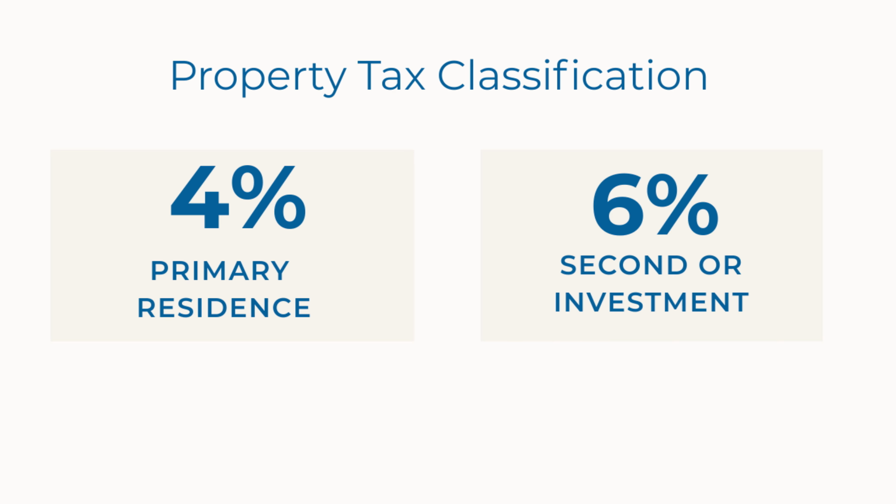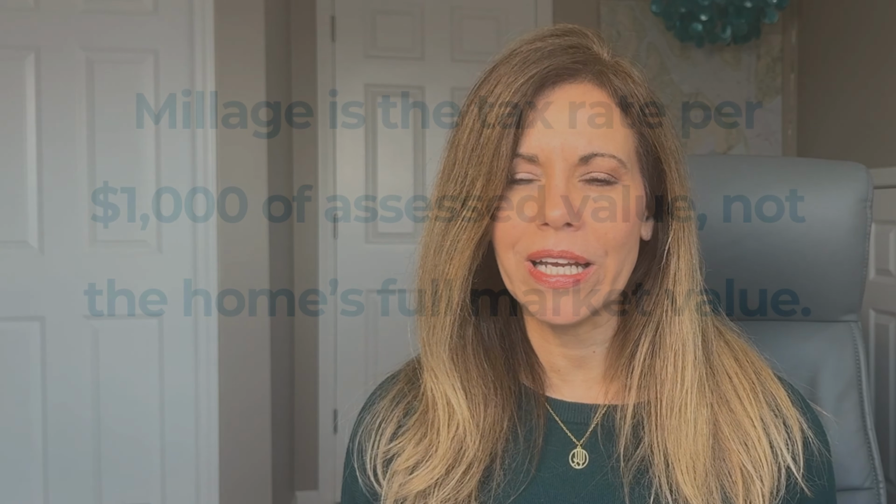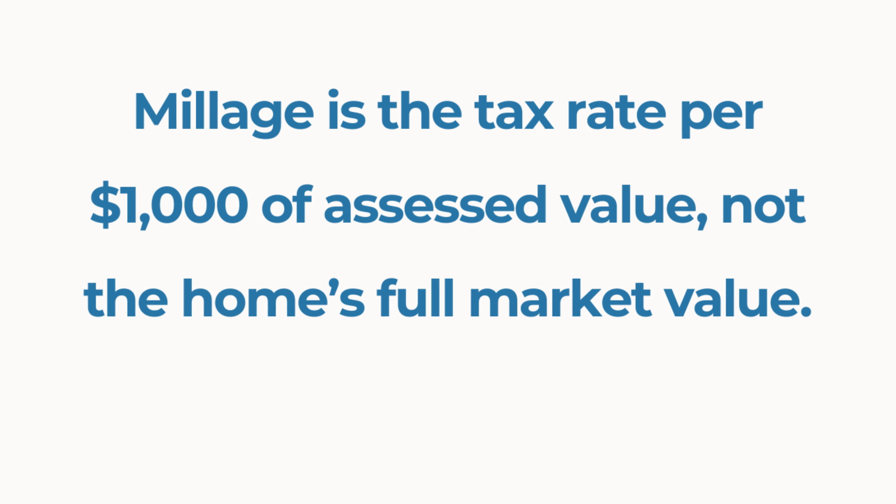Here, property taxes are not assessed on the full market value of your home. Instead, it is assessed at a percentage of the value. If it's your legal primary residence, it's assessed at 4%. And if it's a secondary home or an investment property, it's assessed at 6%. And that assessed value is then multiplied by a millage rate to determine your total tax bill.